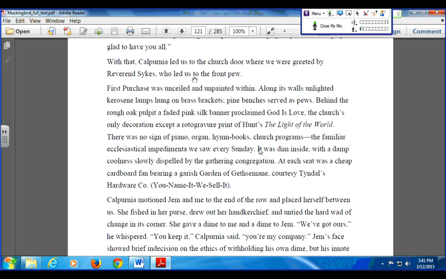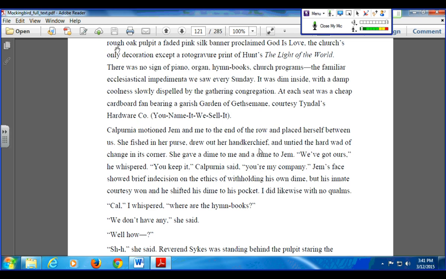Calpurnia motioned Jem and me to the end of the row and placed herself between us. She fished in her purse, drew out her handkerchief, and tied the hard wad of change in its corners. She gave a dime to me, a dime to Jem. "We got ours," he whispered. "You keep it," said Calpurnia. "You're my company." Jem's face showed brief indecision and the ethics of withholding his own dime, but his innate courtesy won, and he shifted his dime to his pocket. I did likewise with no qualms.